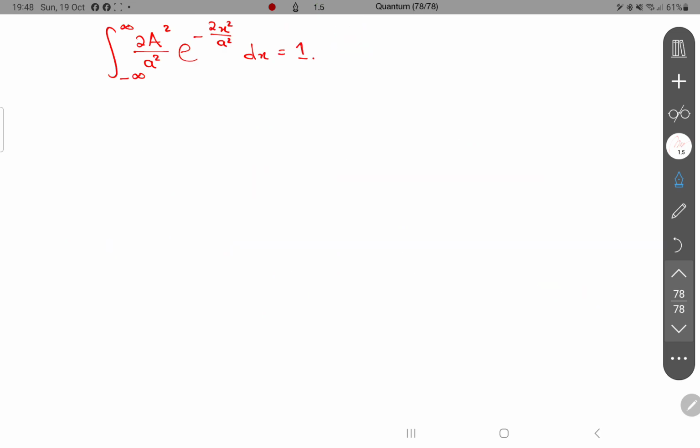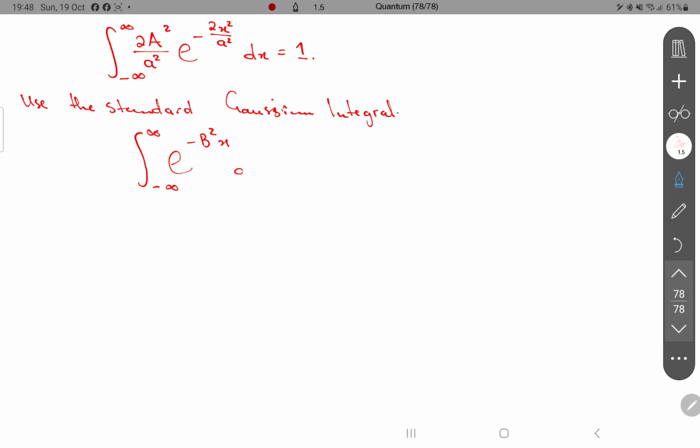In this case, we use again the standard Gaussian integral. Now, what does it say? It says the integration from negative infinity to infinity of e to the power negative b squared x squared dx is equal to the square root of pi over b, this one here.